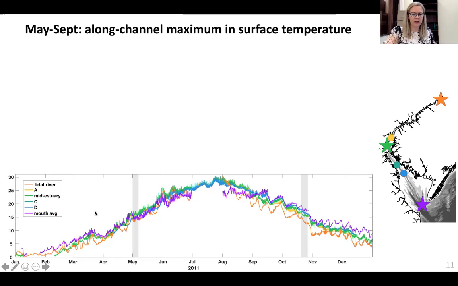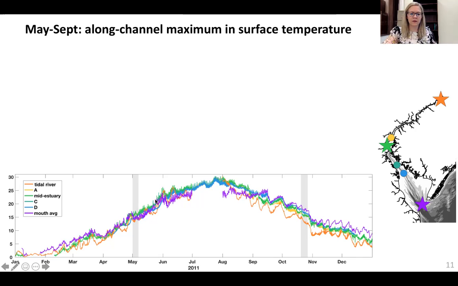So now I've just replotted that year again with this little cheat sheet map with the colors to give you a sense of the stars, or the NOAA sites, and then the green and blue hues here are the mid-estuary mooring sites. So the one thing I want to point out is that if you look at the purple line, which is the mouth, and the orange line, which is the tidal river, here in the spring, those two lines are cooler than the signal mid-estuary.